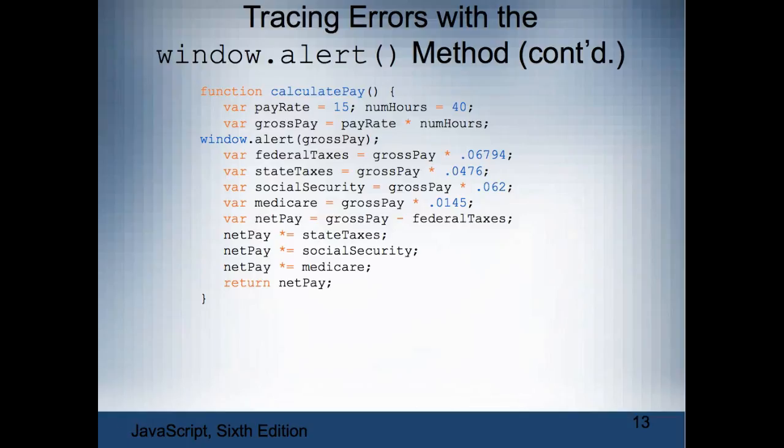We could then verify that the results of gross pay are what we'd expect, and if they're not, we've located our bug. Or at the very least, one of our bugs.